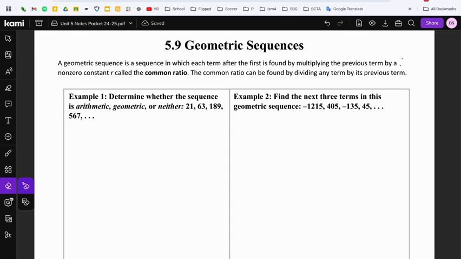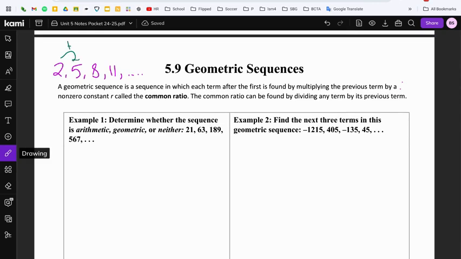This lesson, we're going to learn about geometric sequences. Let's remember, we've learned about sequences before as a pattern of numbers, and we've learned about arithmetic sequences before. Maybe something along the lines of 2, 5, 8, 11. This would be arithmetic, where we had what we called a common difference. And that common difference was I'm adding 3 each time to get from one term to the next.